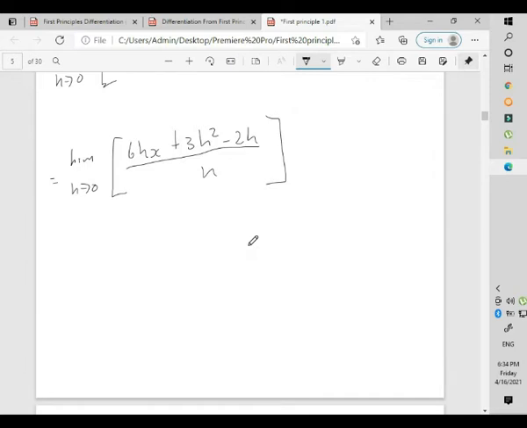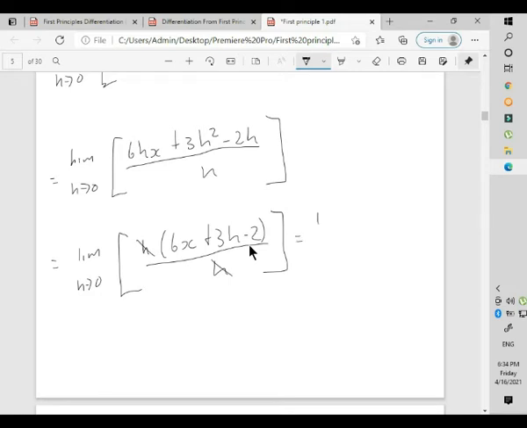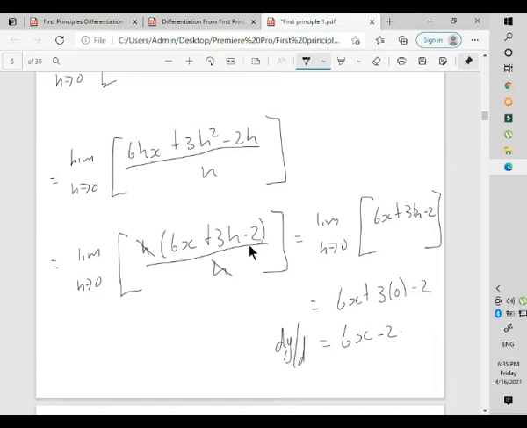Alright, so here now, the limit as h tends to 0. Looking at my numerator, what's common is h, leaving me with 6x plus 3h minus 2, which is all being divided by h. These cancel, leaving me with the limit as h tends to 0 of 6x plus 3h minus 2. So this is equal to 6x plus 3 times 0 minus 2, which is 6x minus 2. This is my dy dx.